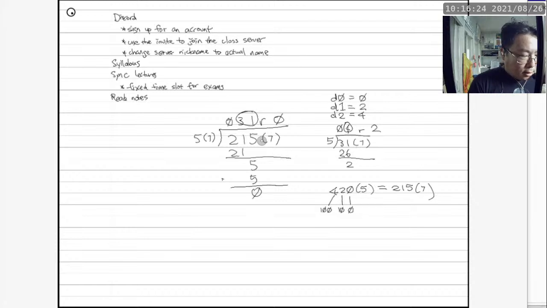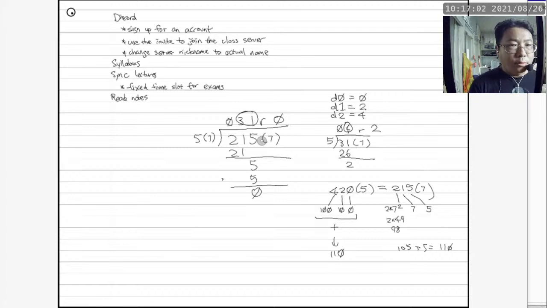Now we look at the base 7 number. The 5 is telling us that we have 5 times 7 to the power of 0, which is just really 5. And this one tells us we have 1 of 7 to the power of 1. And this one is telling us we have 2 of 7 to the power of 2. So this is 2 times 49, which is 98. So now we add up these numbers. 98 plus 7 is 105. 105 plus 5 is 110. And these also add up to 110.